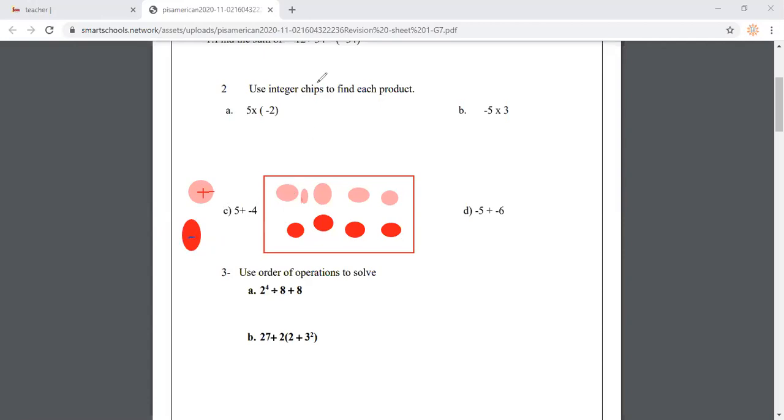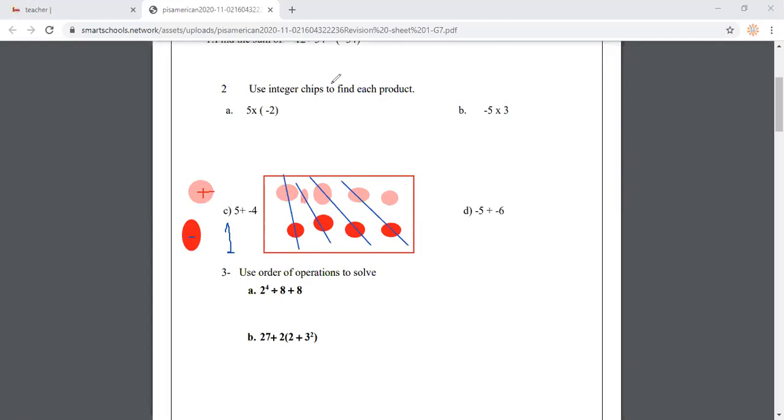Now we want to cancel. How are you going to cancel? I'm going to cancel one positive with one negative, zero pair, one positive and one negative, zero pair, one positive and one negative, and also one positive and one negative. By the end, could you please tell me the rest here? How many circles? One circle. Positive or negative? Positive. So the answer will be equal to 1 positive, right? So this is how you are going to represent integer shapes with addition.